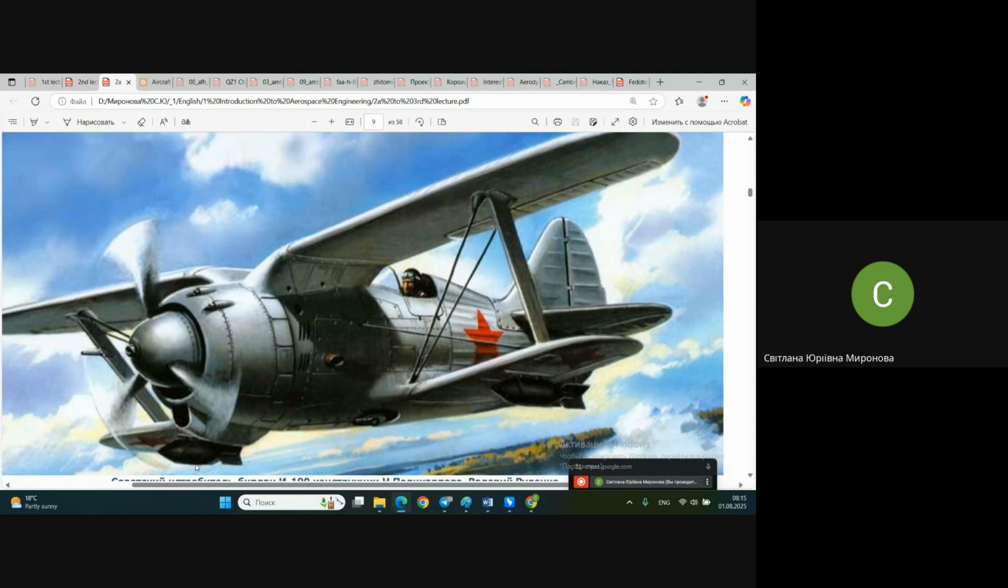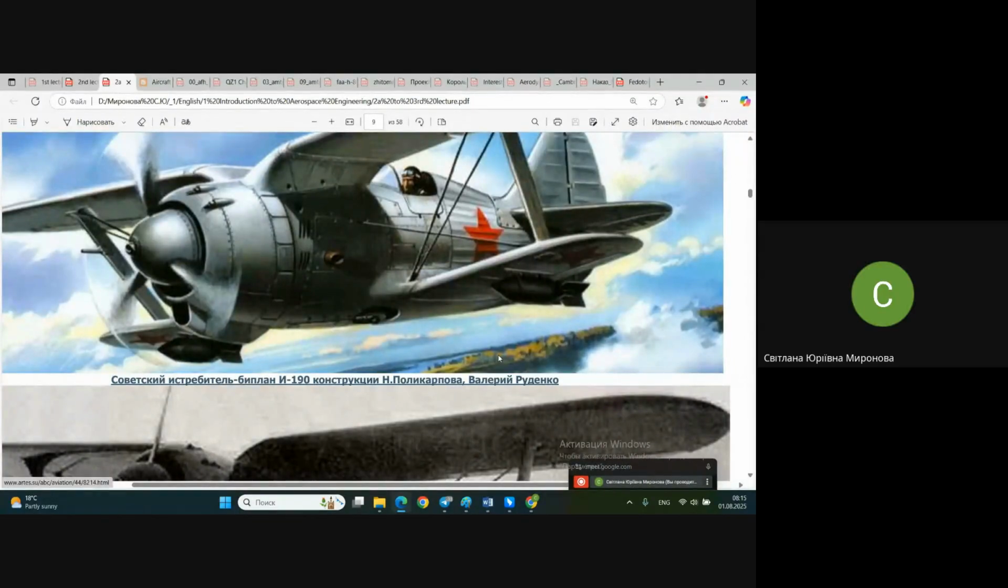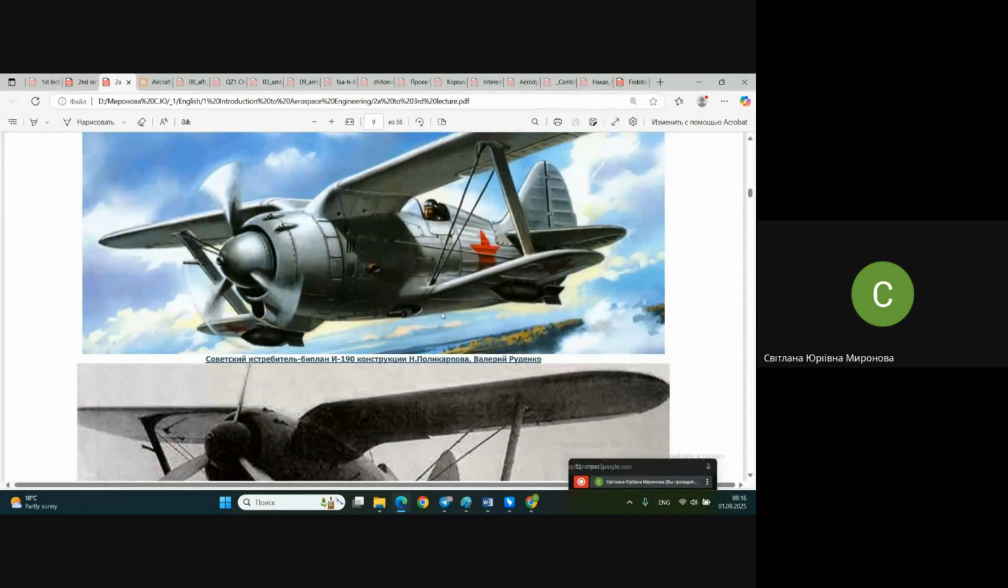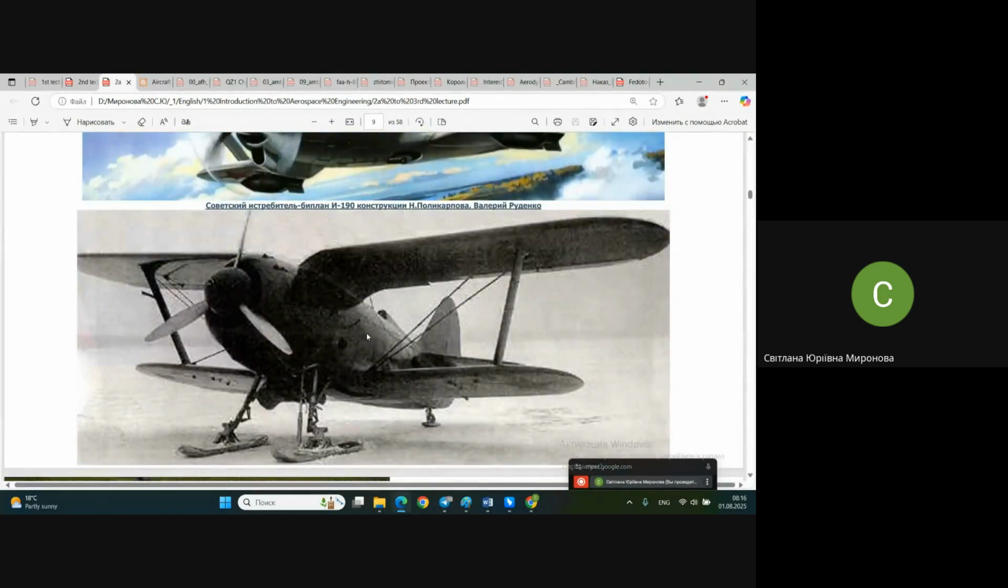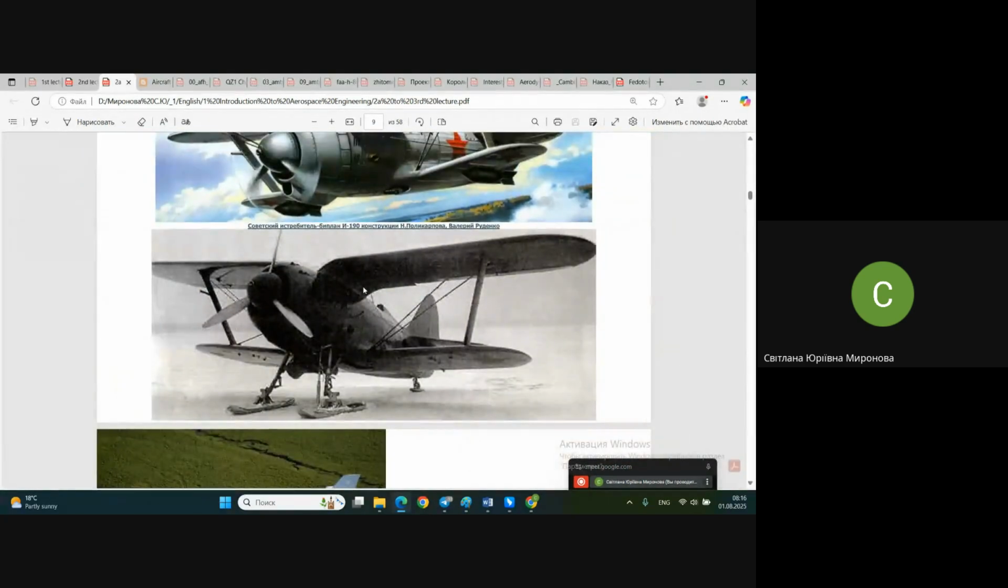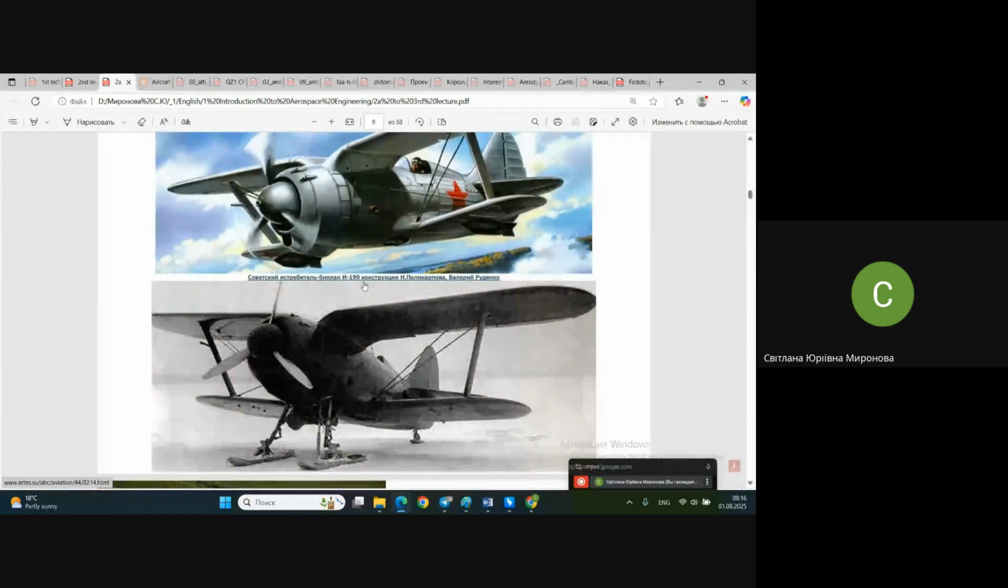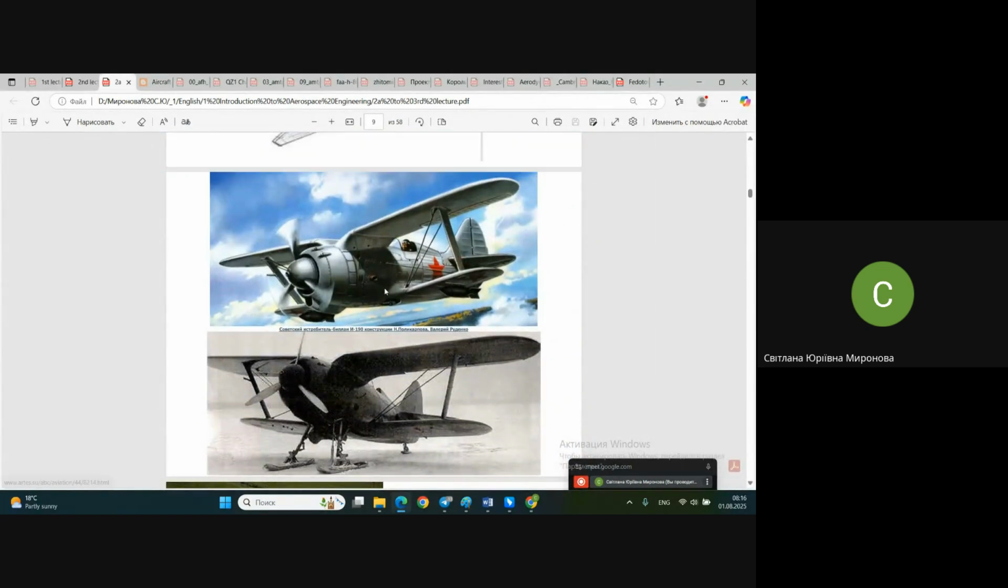And here is a bomb. You see under the wings, also on special pylons, it has little bombs. So actually it's a fighter, but it has weapons to drop on someone. Sorry. And the same airplane. Sorry, I do not swear at anyone.